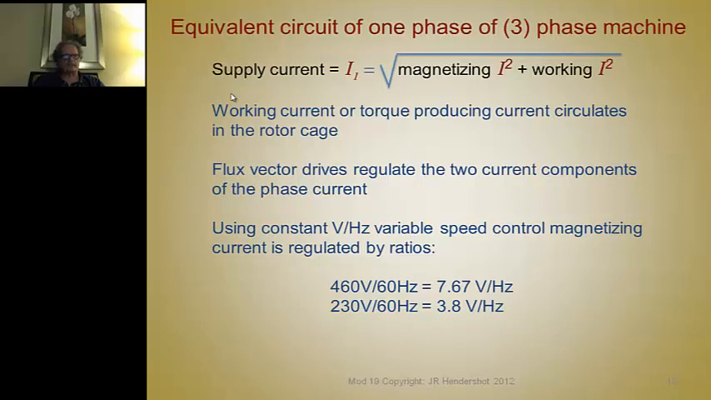The flux vector drives the regulation of the two current components of the phase current, as we'll see in a diagram later. Using constant volts to hertz ratios, variable speed control is used, and that controls the magnetizing current by keeping the ratio of the voltage and the frequency the same. This works pretty well for open loop systems and gives decent torque speed performance, except at very low speeds. This only works down to about 5 hertz.